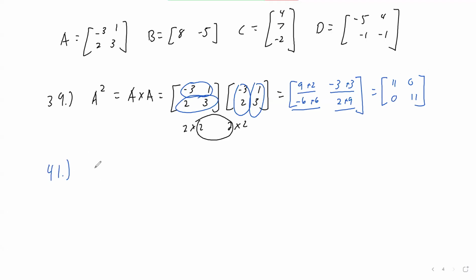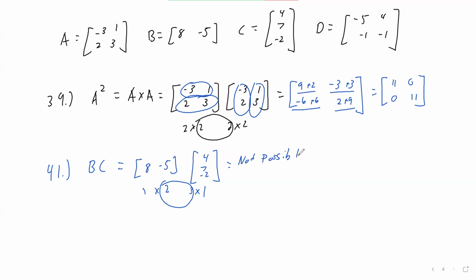41, it says CB, but I want to try BC. All right, so let's look at BC. 8, -5, and where's C at? 4, 7, -2. This is a 1 by 2, and this is a 3 by 1. I've been trying to make one this entire time while we've been talking that doesn't work, and finally I got one. 2 by 3 does not work, so this is a situation where it's not possible. If I flip this around, C and B would work because it's a 3 by 1 and a 1 by 2, and my result ends up being a 3 by 2.